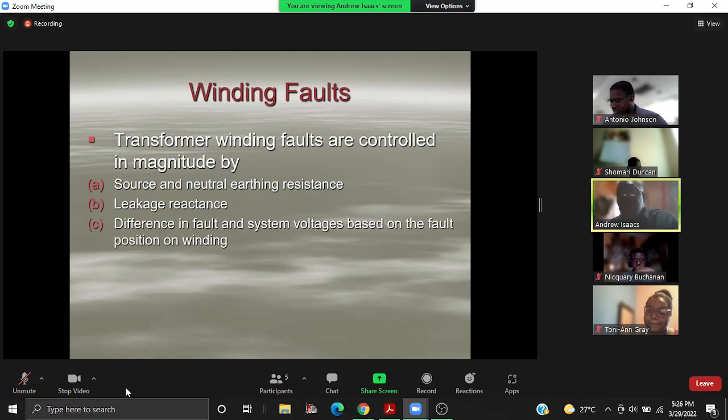All right, the leakage reactance, which comes down to the unit itself, the transformer itself, and of course, where on the winding you have the fault. Because if you know where the fault occurs, it means you will have a certain percentage of the winding voltage being used to create the fault. So the closer you are to the neutral point, the lower the current will be, because you're tapping off a smaller portion of the winding.